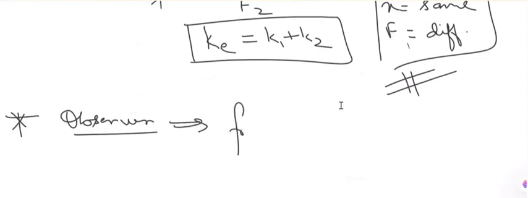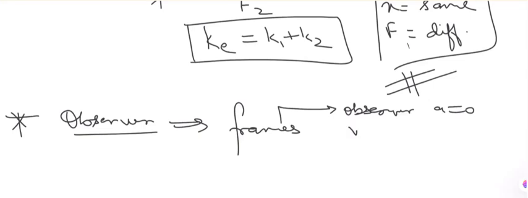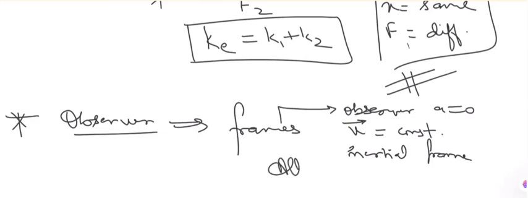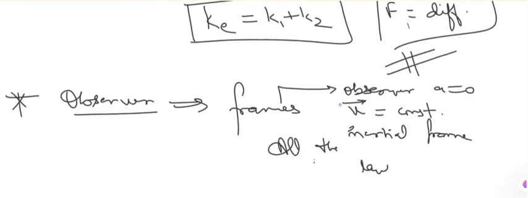Okay, so if I have an observer and frames, the very first one is when the observer is standing, where acceleration is 0 and v remains constant. This is known as an inertial frame of reference. Here all the laws of Newton remain valid.